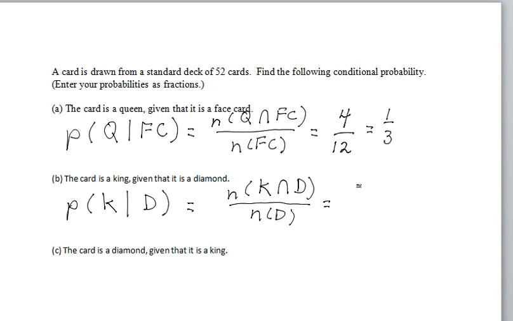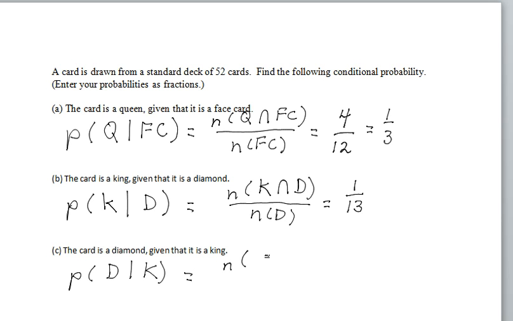Well, there's only one that is a king and a diamond. That's the king of diamonds. But there are 13 diamonds, and so the probability is 1/13. The third part, the probability that the card is a diamond given that it's a king. This is a different answer this time because even though the numerators are the same, the denominators are different.